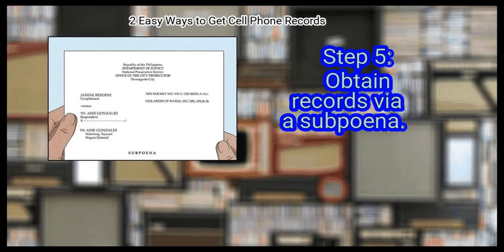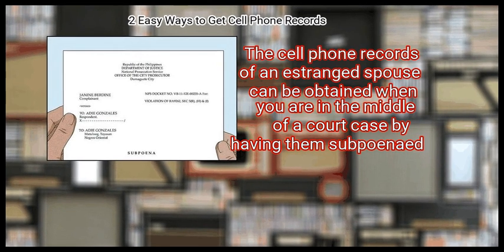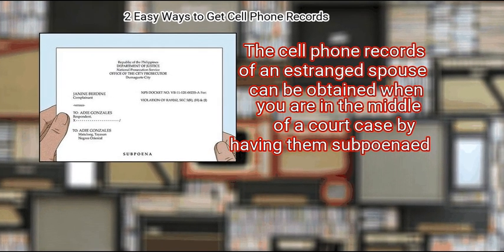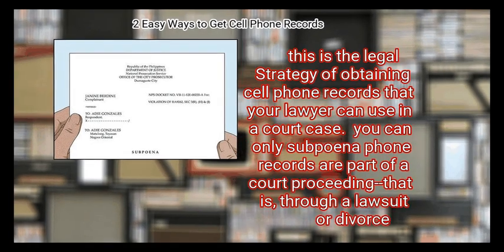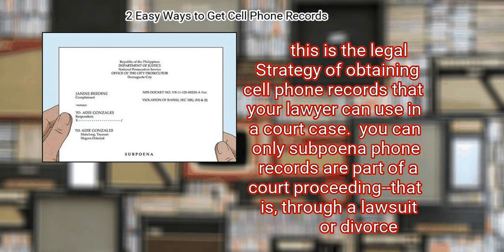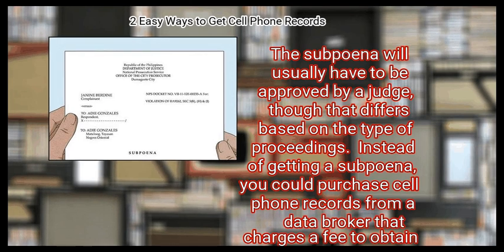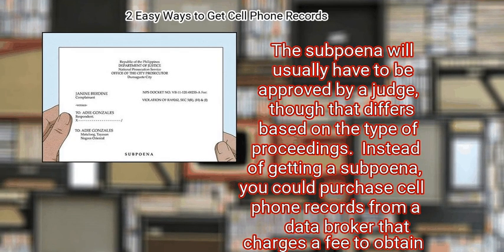Finally, obtain records via a subpoena. The cell phone records of an estranged spouse can be obtained when you are in the middle of a court case by having them subpoenaed. This is the legal method of obtaining cell phone records that your lawyer can use in a court case. You can only subpoena phone records as part of a court proceeding, that is, through a lawsuit or divorce. The subpoena will usually have to be approved by a judge, though that differs based on the type of proceedings.